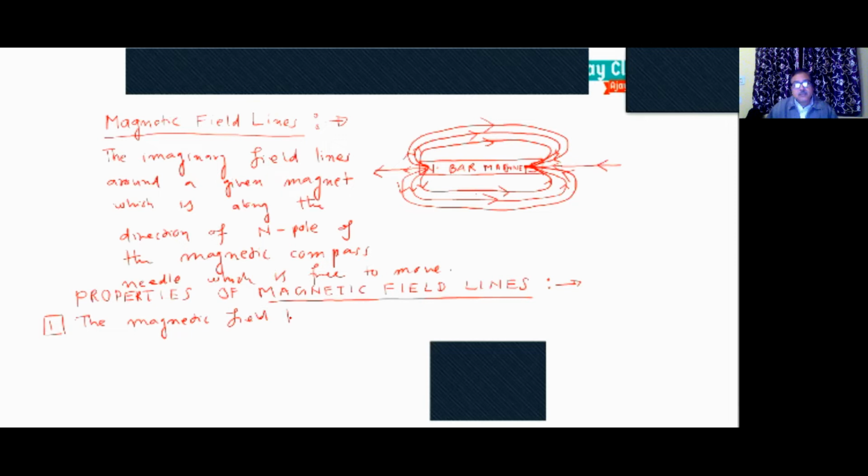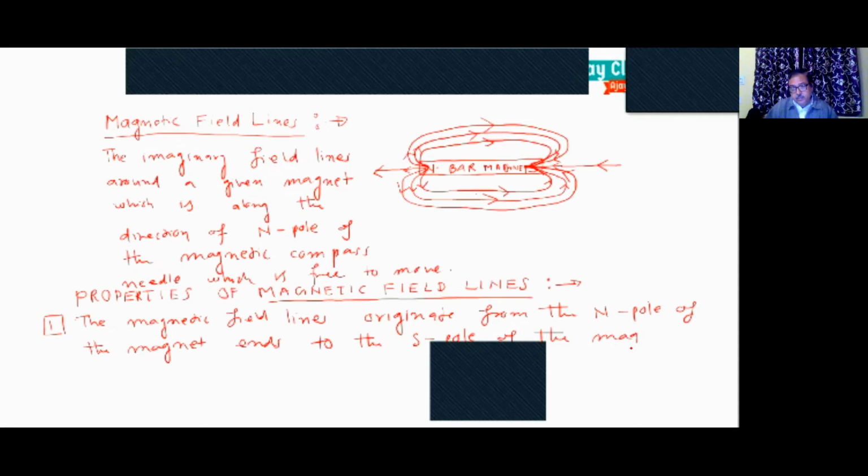Magnetic field lines originate from the north pole of the magnet and end at the south pole of the magnet. So this very important property decides the conventions of the emergence and convergence of the magnetic field lines.